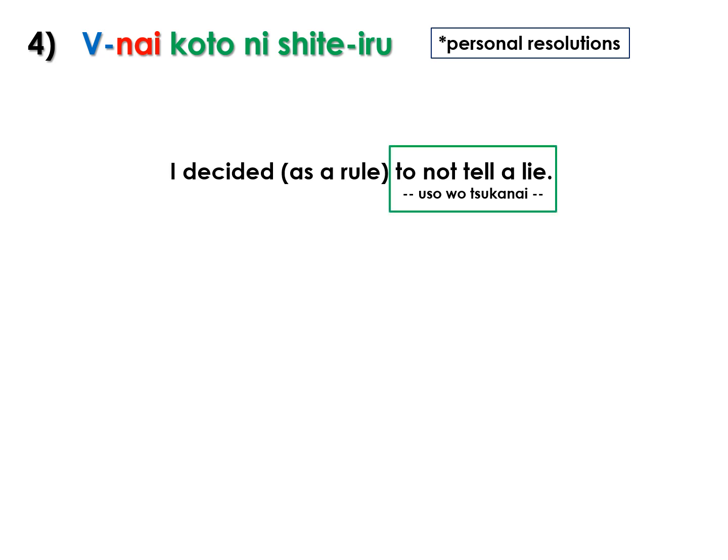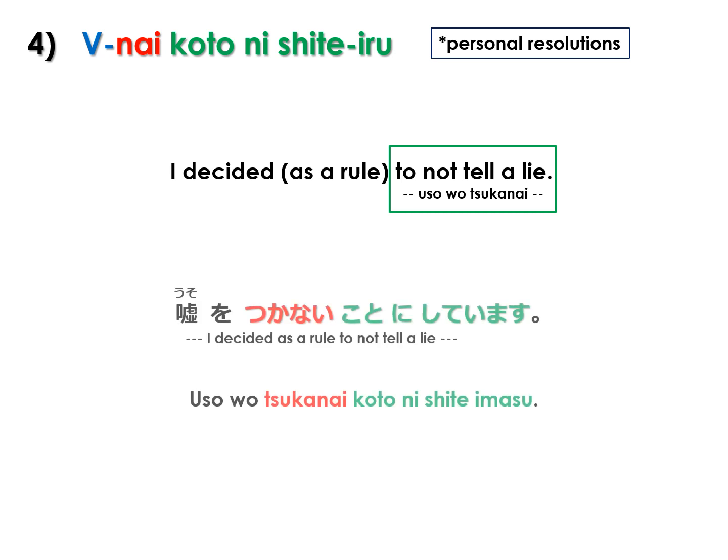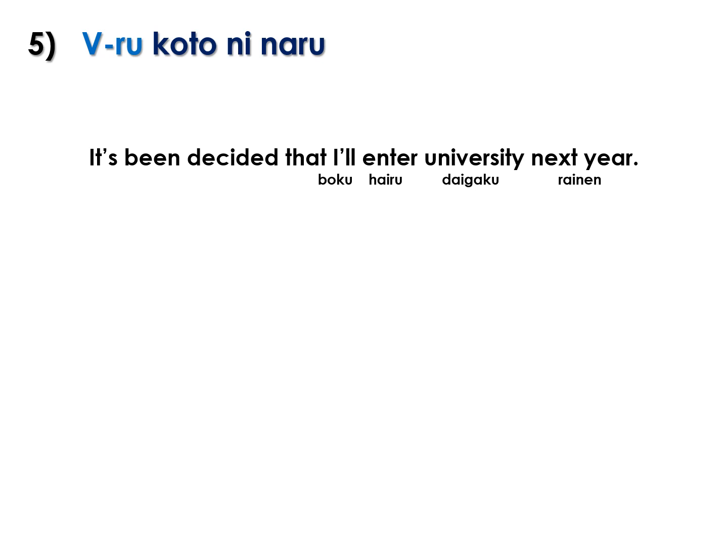To tell a lie is a set phrase, 嘘をつく, and we nominalize this to not tell a lie. In Japanese, 嘘をつかないことにしています。Next pattern is ることになる. It will be decided that. Our sentence, it's been decided that I'll enter university next year.